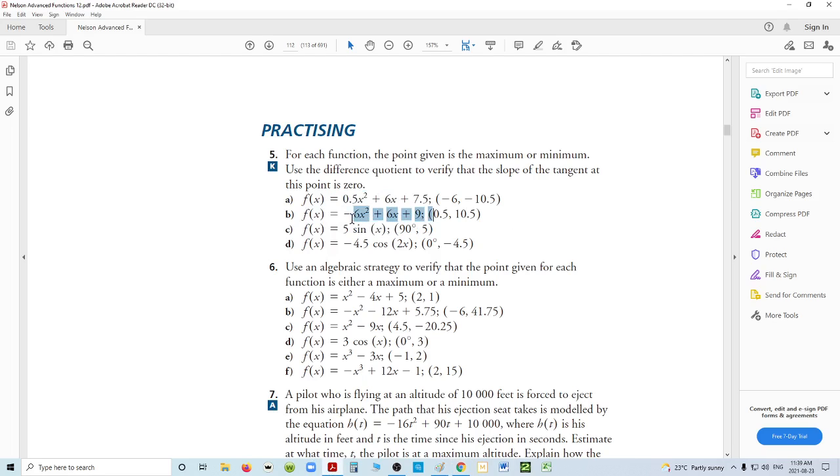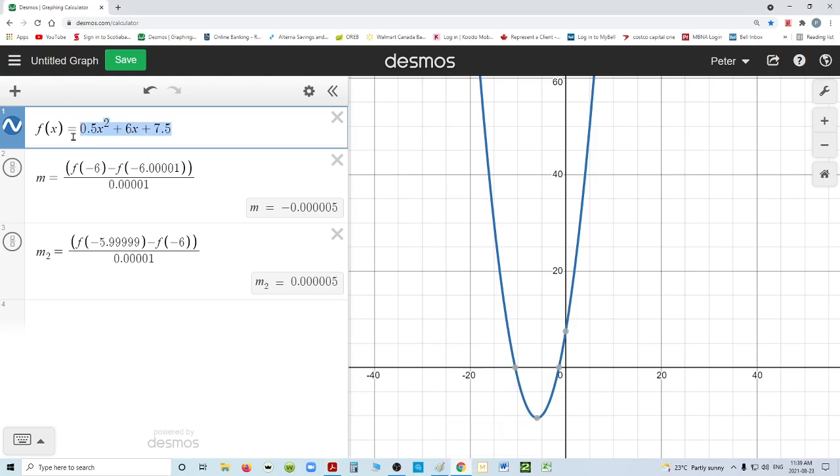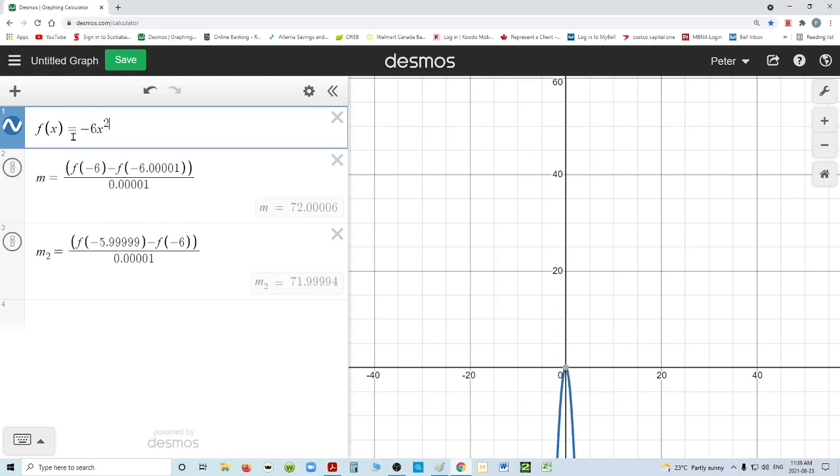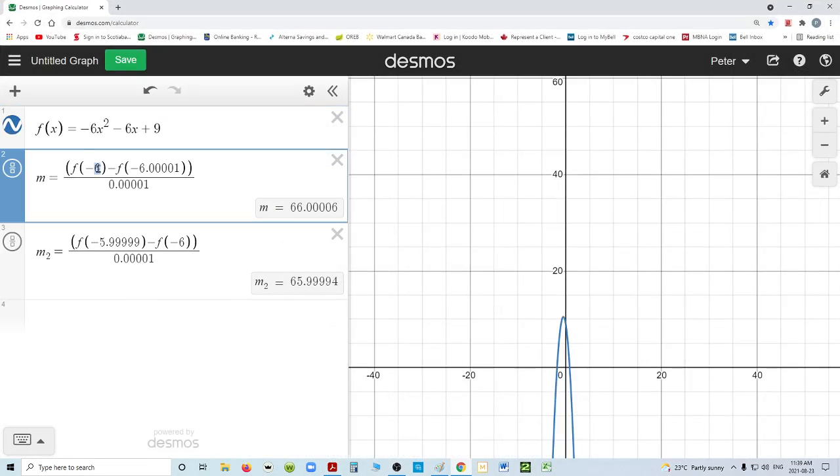Minus 6x squared plus 6x plus 9, so that's a downward facing parabola, which means to the left of 0.5 it should be positive, and to the right of 0.5 is going to be negative. So now I'm just going to leave the equations in there and do this. Minus 6x squared minus 6x plus 9. And the value in question is 0.5. So now all I have to do is take this 0.5, and this is a lot easier. And it said negative 0.5, didn't it? No, just 0.5, so get rid of the negative.